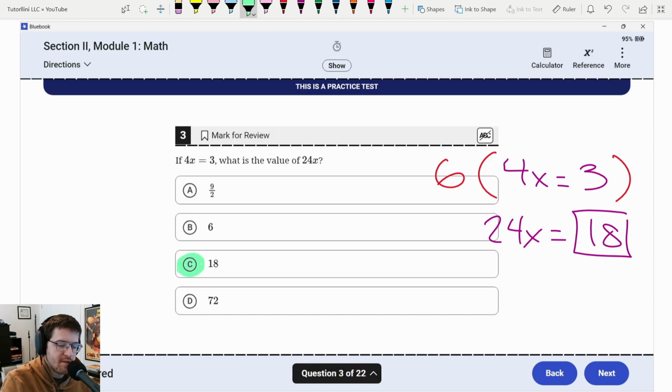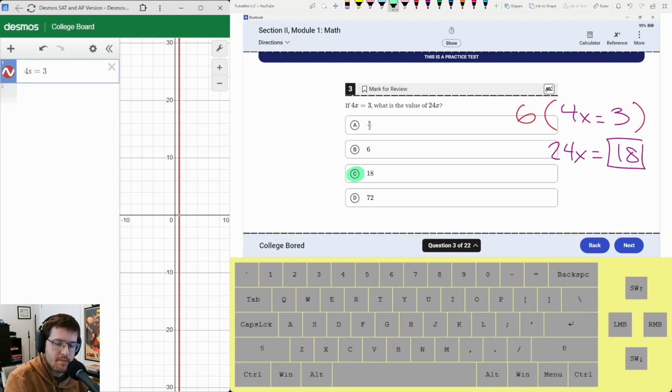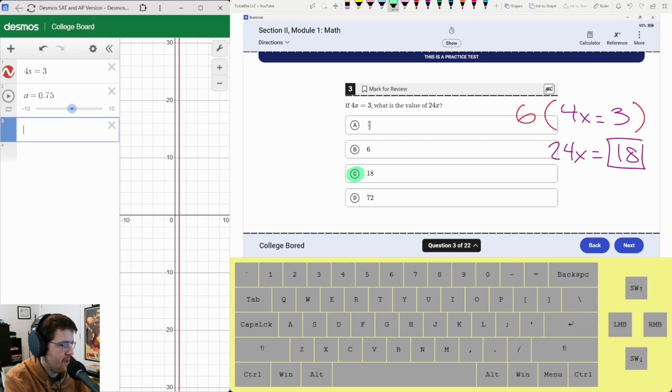We can also do this on Desmos, so let's go do that. Okay, so I typed in the equation, and I get a solution of 0.75. How about I call the solution a? And then it wants to find 24x, or 24a. And we also get 18.